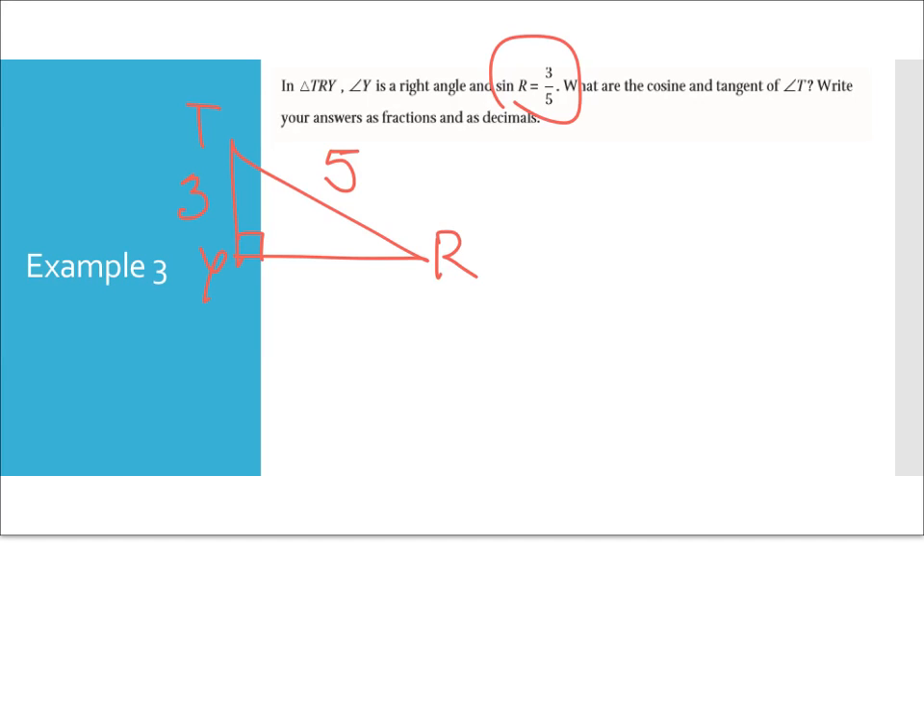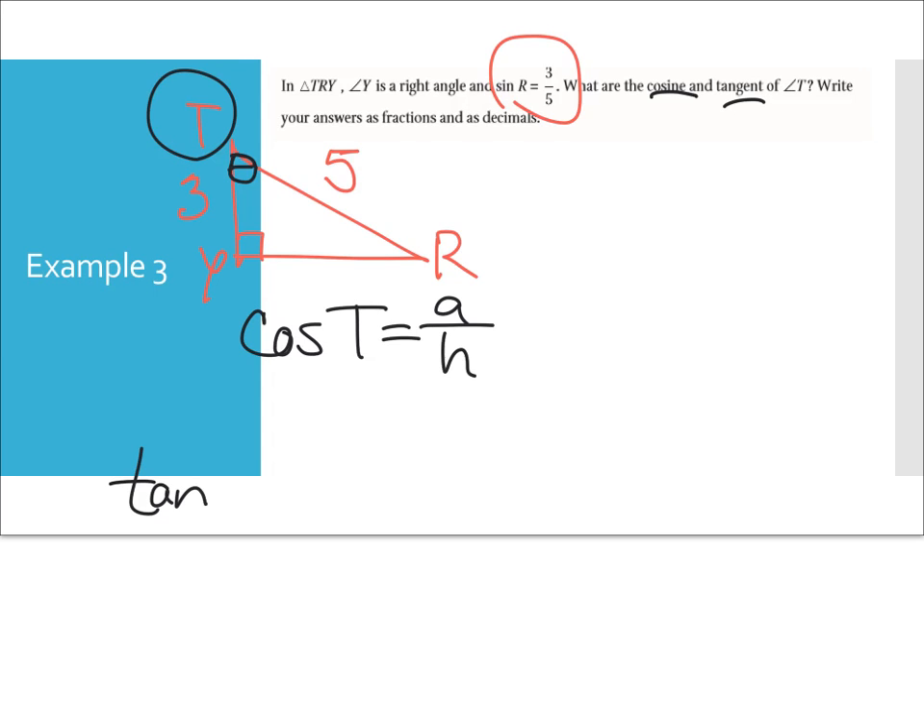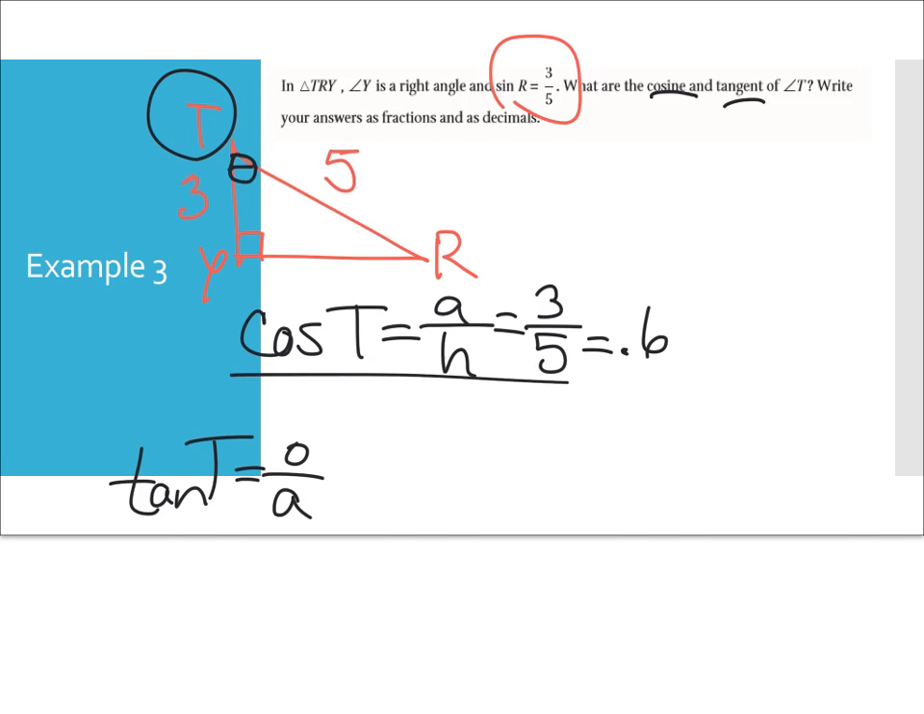The question is to find the cosine and the tangent of angle T. So if I'm sitting up here at T, cosine of T is A over H. Tangent of T is O over A. If you have everything, you can just name it and you're done, but I don't think we do. Cosine of T would be 3 over 5, so we do have that. We're done with that one. As a decimal, that's 0.6.